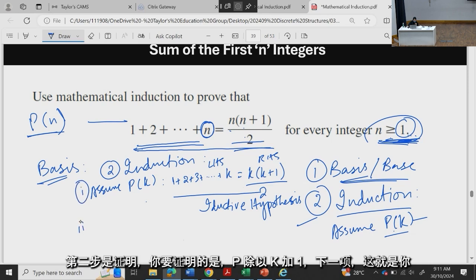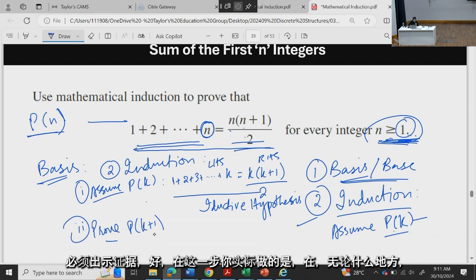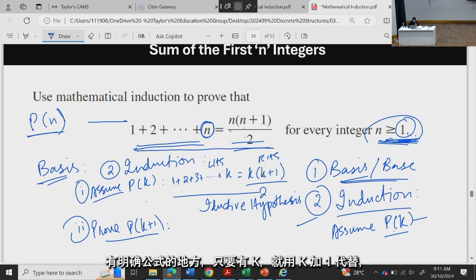Second step is prove. What you have to prove? P of k plus 1, the next term. This is what you have to show the proof for. Okay, in this step what you actually do is, where you have the explicit formula, there wherever you have k, you replace it with k plus 1.